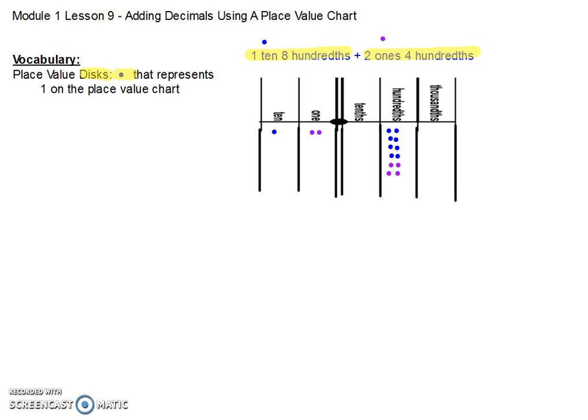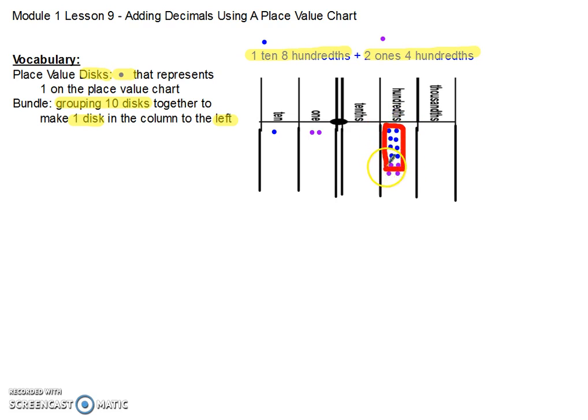Now some of the questions that you're going to ask yourself is, can I bundle? And if you remember, bundling means grouping 10 discs together, and it's going to make one disc in the column to the left. So we ask ourselves, do we have any areas where we could bundle discs? Here, hundredths looks like we might have 10, so let's count them out. 1, 2, 3, 4, 5, 6, 7, 8, 9, 10. So I do have 10 discs, so I can take these and I can bundle them together, and they're going to move over into this column to make one disc in the tenths.